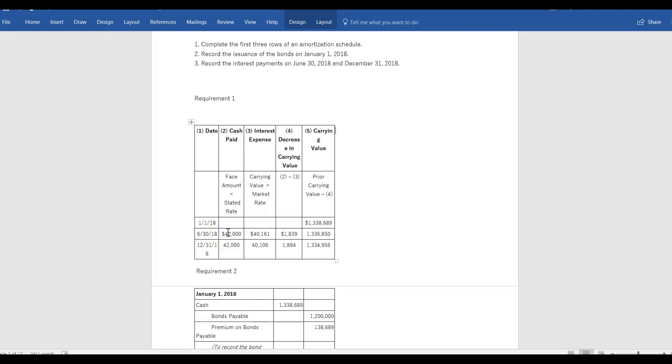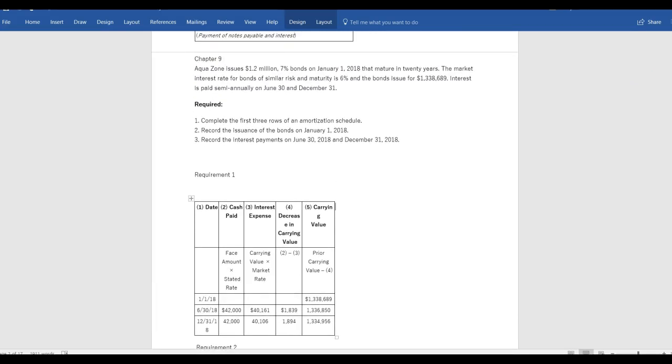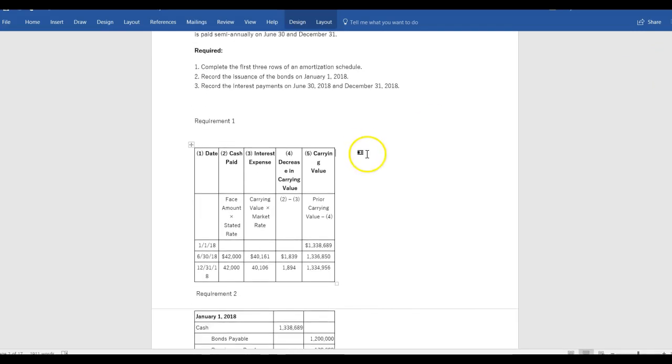So we are going to, we have a premium because the stated rate is 7% and the market rate is 6%. So the carrying value is issued greater than what the note amount is. So the difference between the cash paid and the interest gets then subtracted from the carrying value. Then in the next period, remember they get paid every 6 months, so there are 2 periods here.